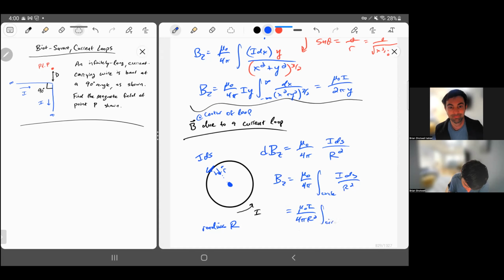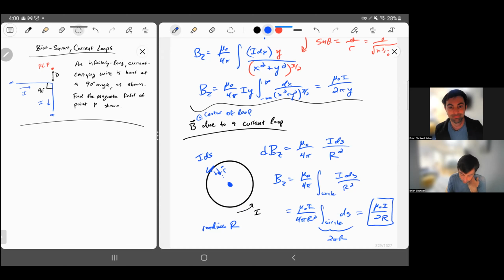And then we're integrating the arc length of the circle, dS, over the whole circle. That's just the circumference of the circle, so that gives a factor of 2 pi r. So 2 pi r divided by 4 pi r squared gives 1 over 2r. So it's mu naught I over 2r. For this particular problem, for this current direction, the magnetic field points out of the page. If the current were instead going in the clockwise direction, then this magnetic field would be into the screen rather than out of the screen, but it would have that magnitude.